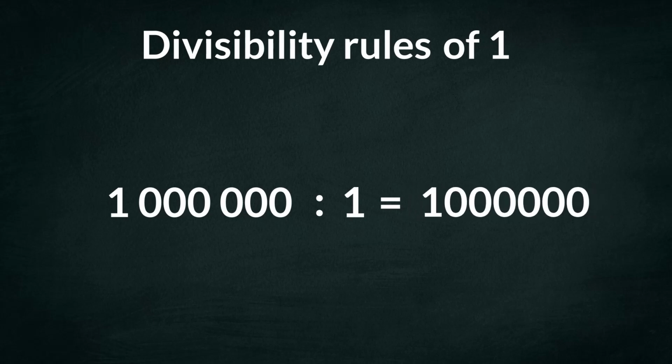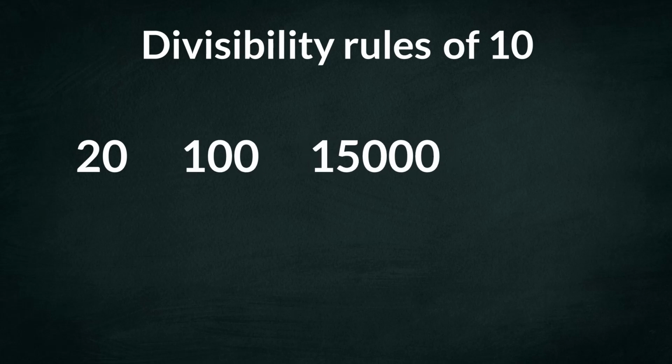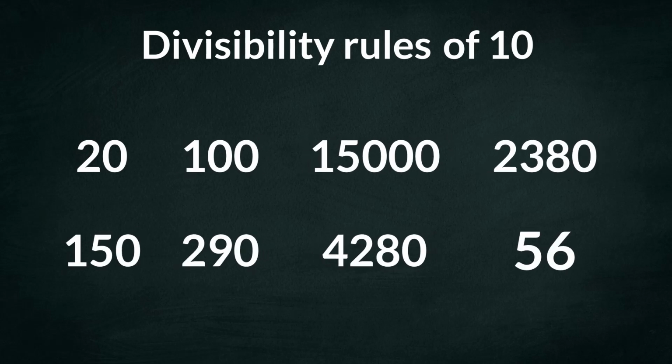Another easy divisibility rule to remember is when dividing by 10. If a number ends with a 0, it's divisible by 10. For example, 20, 100, 15,000, and so on. All of these numbers are divisible by 10. Whoa, what are you doing here, 56? You don't have a 0 at the end, so you're not divisible by 10. Shoo! Get out of here!